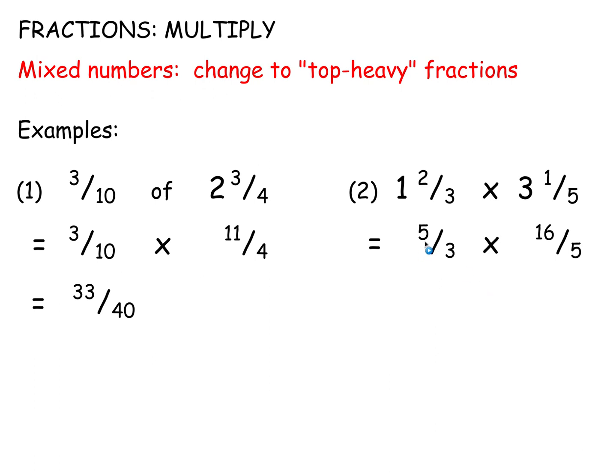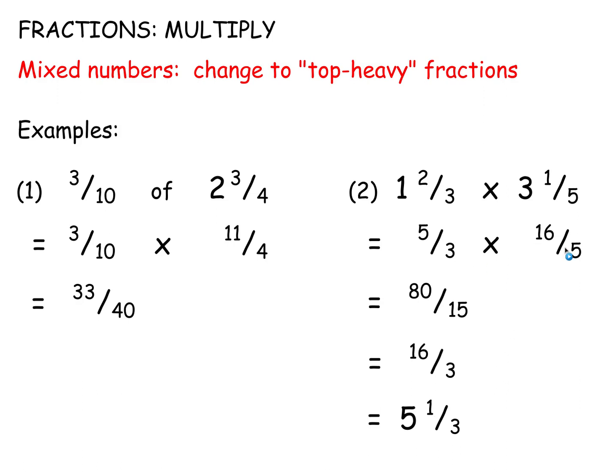And now you can either simply say 5 times 16 over 3 times 5, as I'll do. Spot that 80 and 15 both divide by 5. And it'll give you 16 over 3. That's top heavy. Change it back to a mixed number. 15/3 is 5. And there's an extra third left over. Or 3 into 16 is 5 remainder 1. There's the 5 and there's the 1 remainder.